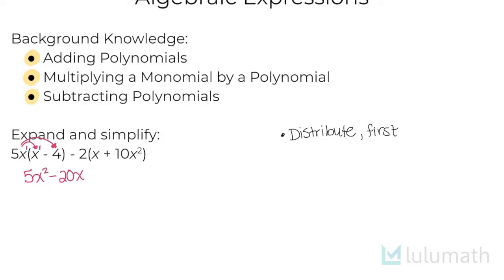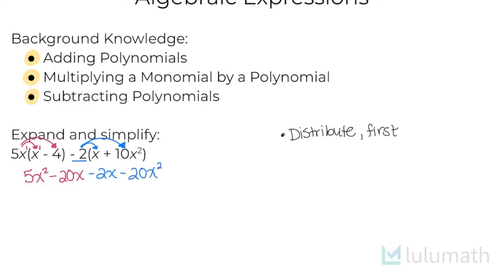Then I will take my -2 and make sure that you use this as a negative. Be careful not to distribute just a 2 because this minus sign tells us the sign of the 2. So when I multiply a -2 through to this x here, -2 times x is -2x. And then when I multiply this -2 through to this 10x squared, I end up getting -20x squared.